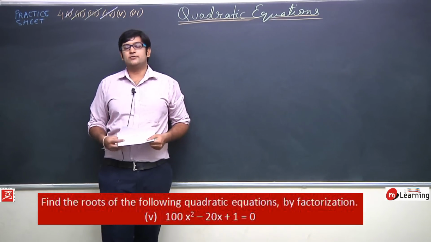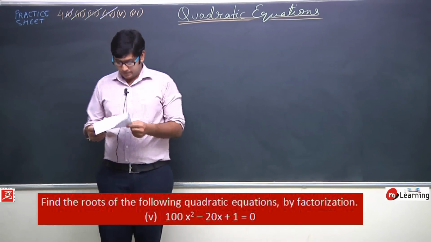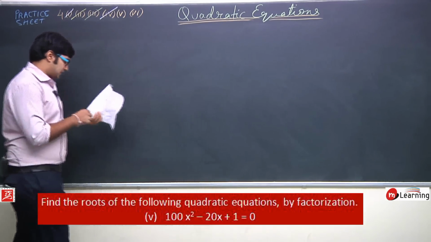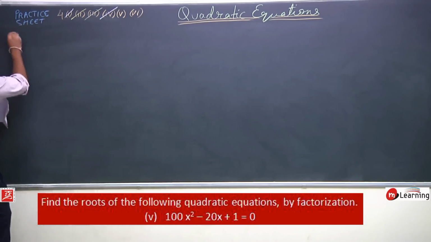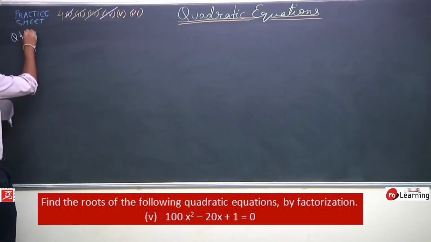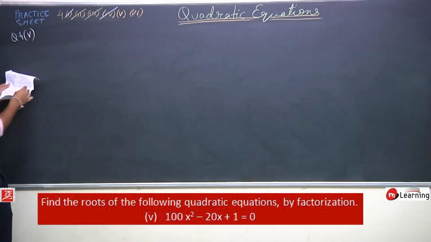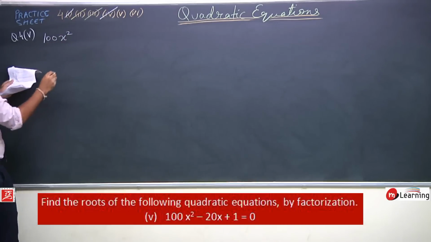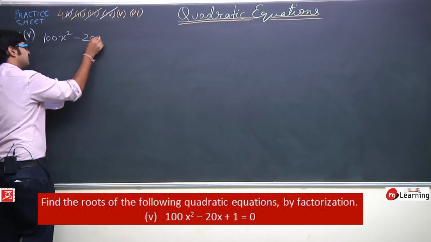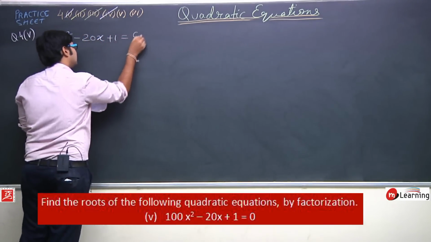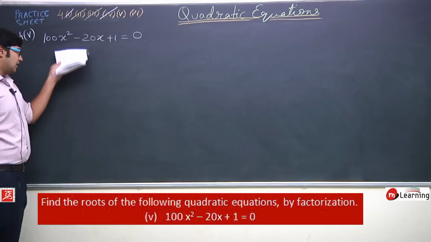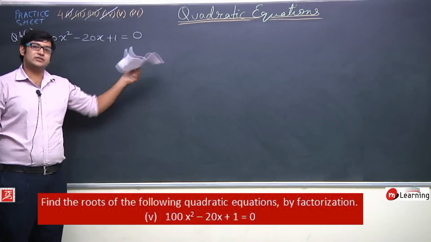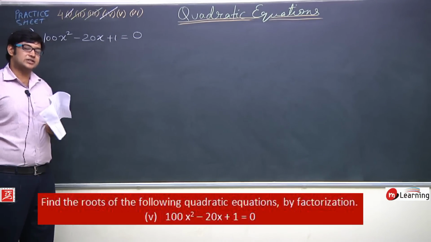Okay, now let us solve the fifth part of question number 4. The fifth part says 100x square minus 20x plus 1 is equals to 0. This is a quadratic equation.